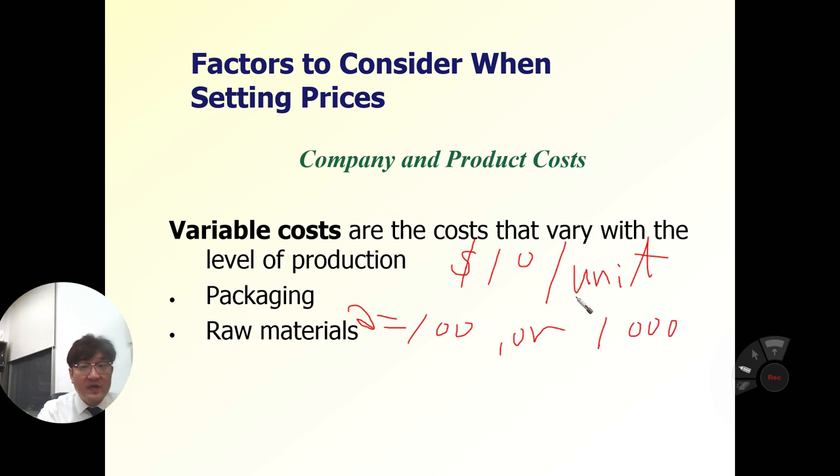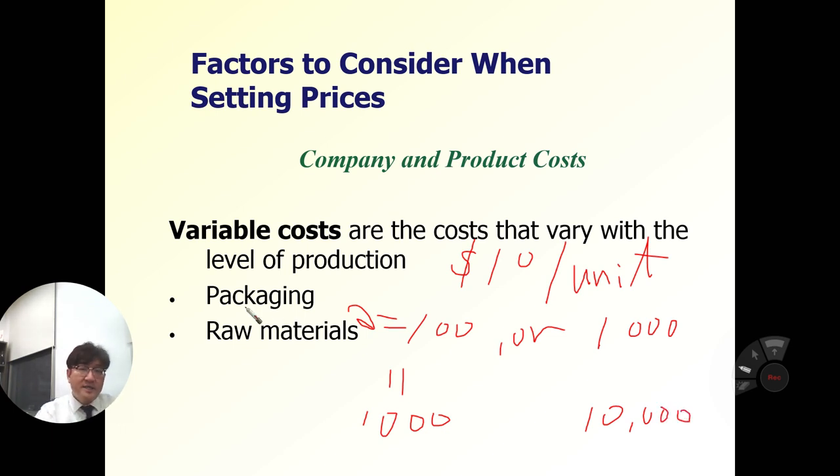However, what is the total variable cost then? To calculate the total variable cost, you need to multiply, since it is $10 per unit. If you want to make 100 units, then its total is going to be what? That is $1,000, right? And if you want to make 1,000 units, you multiply, then it's going to be $10,000.